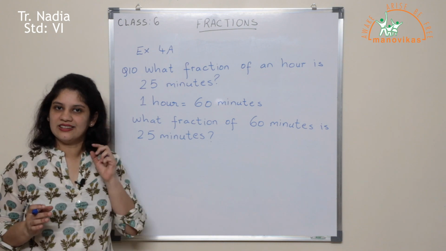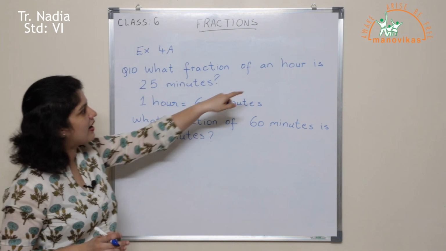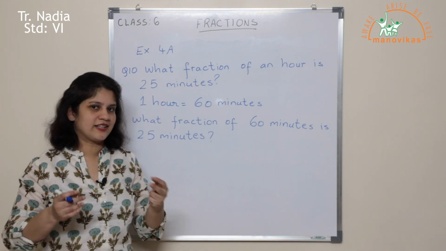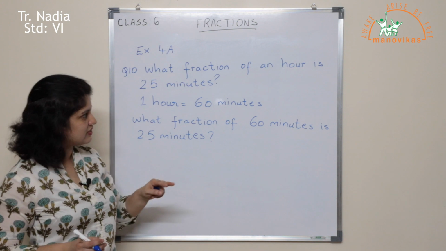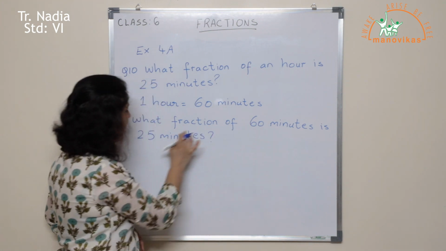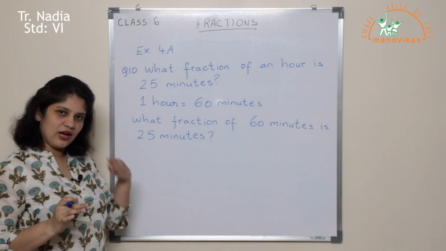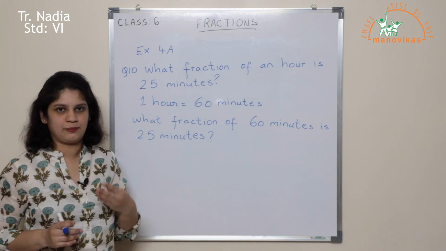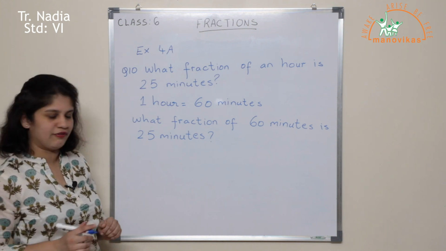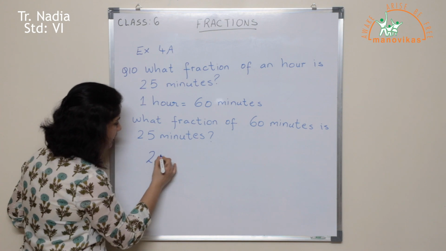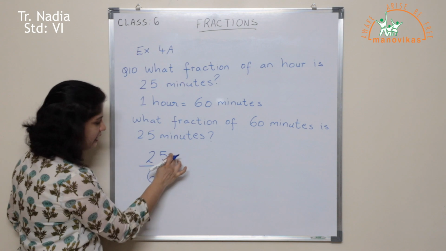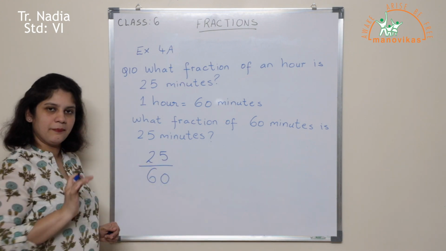Now children, remember here to express anything as a fraction, it is very important that the numerator and denominator are in the same units. So here I had hour and here I had minutes, which were different units. So I couldn't express them as a fraction. That is why I converted the hour to minutes. So now I have minutes here, I have minutes here as well. So now since the units are same, I can express it as a fraction. So what fraction of 60 minutes is 25 minutes? So 25 will be the numerator out of 60. So 25 minutes out of 60 minutes.